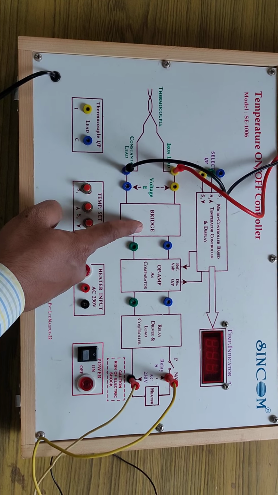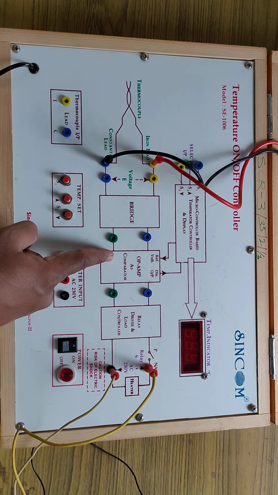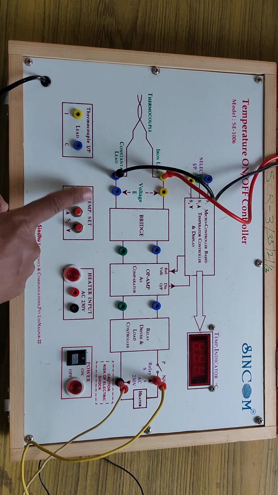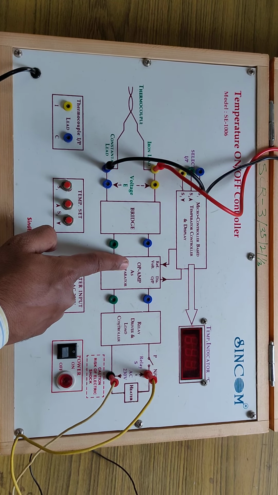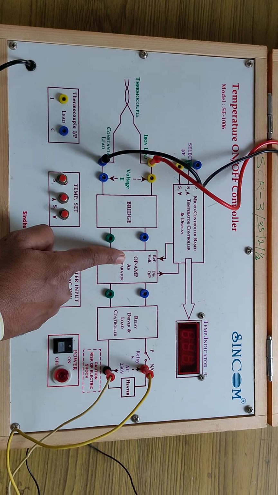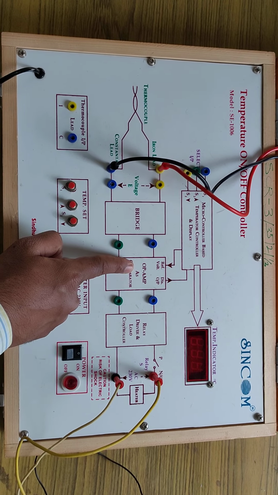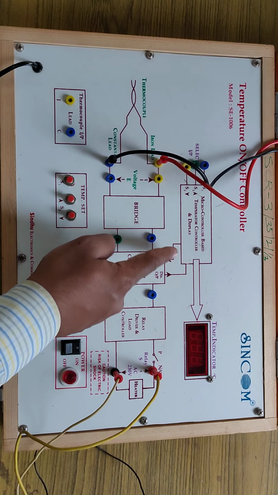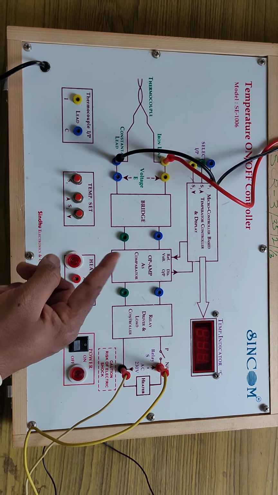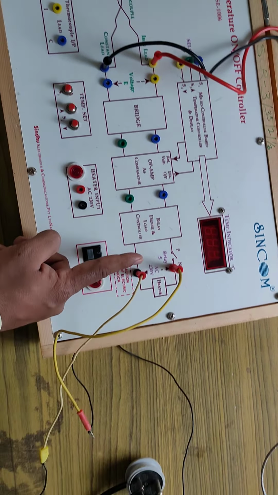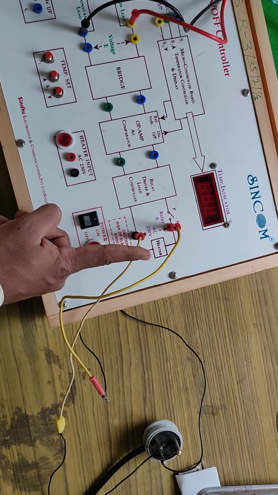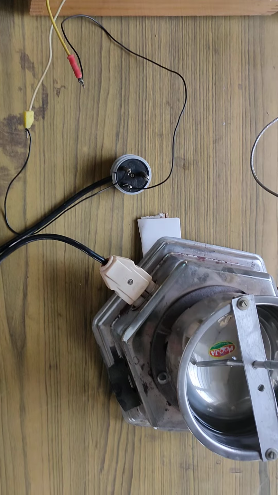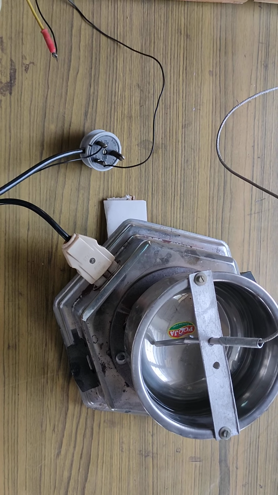This feedback is passed through the bridge rectifier to the comparator. We are providing reference input from this. Okay, so comparator will compare reference input with feedback, and it gives the error to the microcontroller. Depending on that error, microcontroller will either on the heater or off the heater through the relay. Okay, so heater is connected at this position.